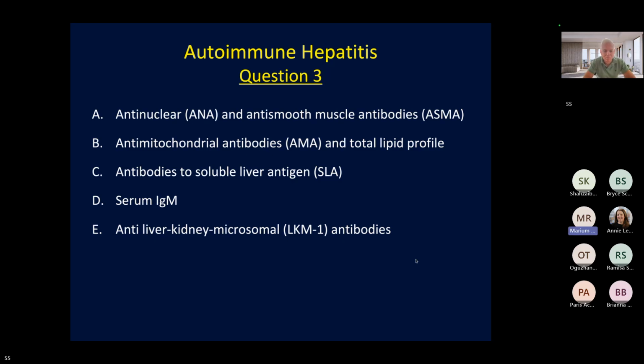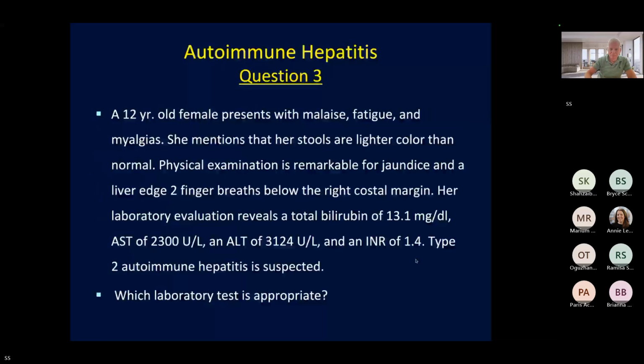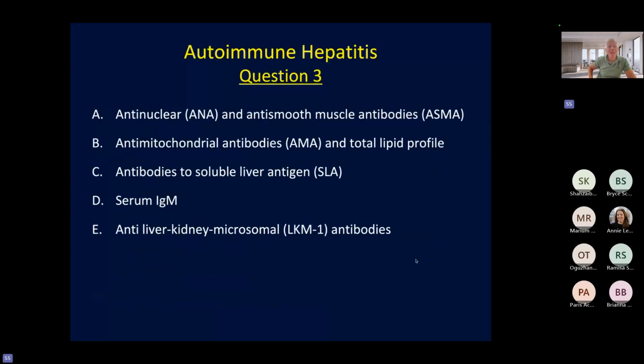ANA and anti-smooth muscle antibody, anti-mitochondrial antibody, and total lipid profile; antibodies to soluble liver antigen, serum IgM; anti-liver microsomal antibodies. And the answer is? A. What's the last sentence before which laboratory? Oh, the test is appropriate for type 2. It's the last one. Yes.